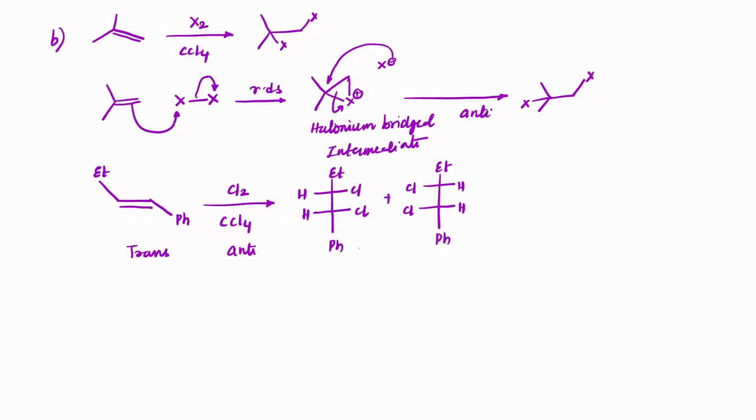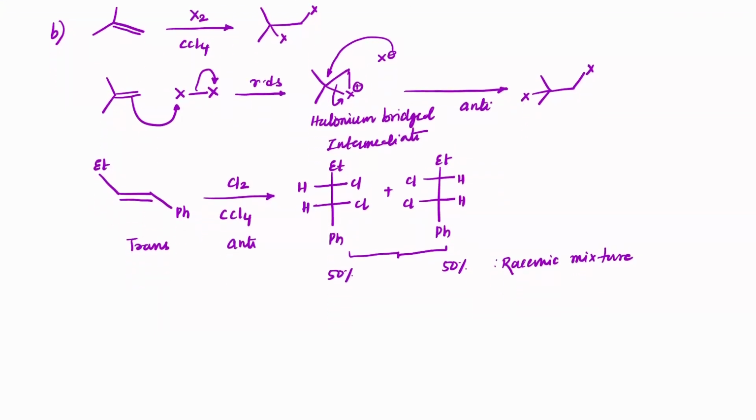These two will be enantiomeric products with 50-50% each, making this a racemic mixture. If it was ethyl and ethyl instead of phenyl, if you have only ethyl, then it is only one product which is meso. So that will be the product here. I'm sure you guys can remember that.